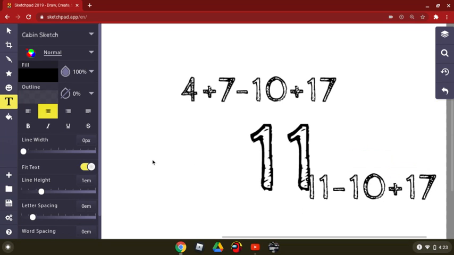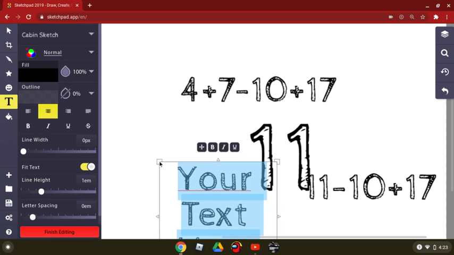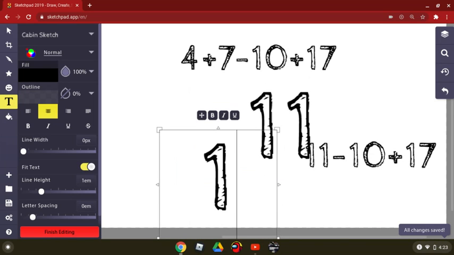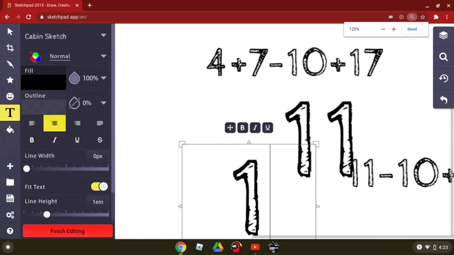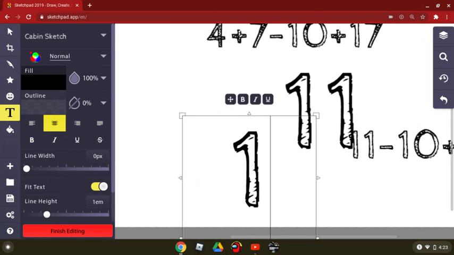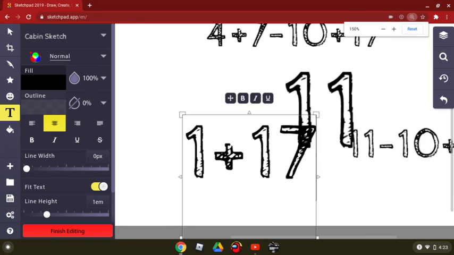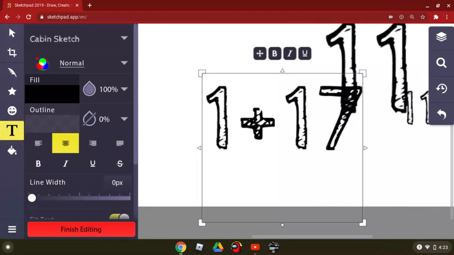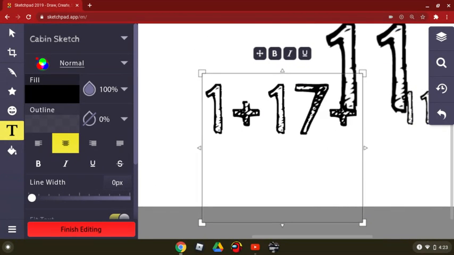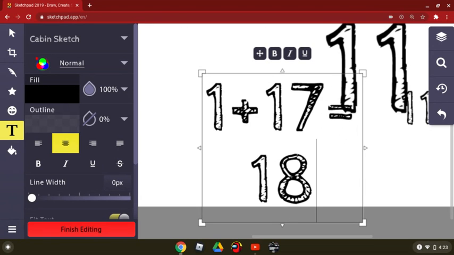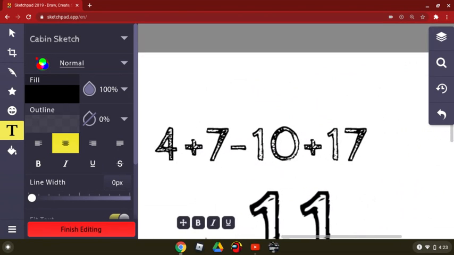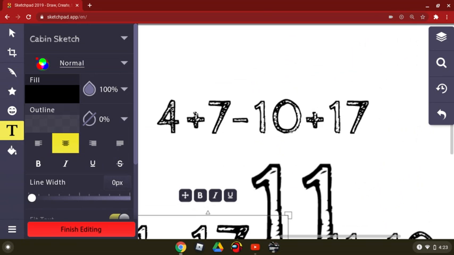So then, obviously, 1 plus 17. Oh my god. 1 plus 17, everybody knows, equals 18. That would be your answer for this problem right here.